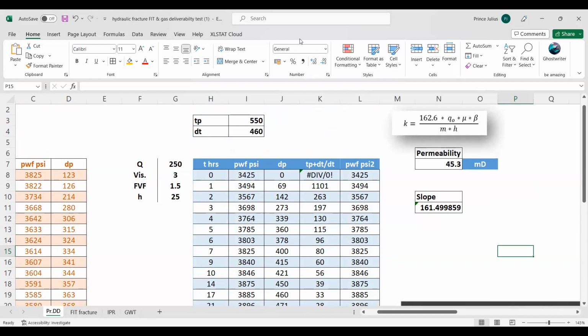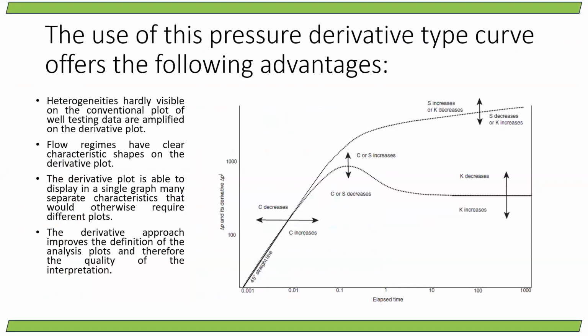Okay, let us go with the next topic. I think I'm already done with the time. So pressure drawdown. Quickly, I will go into pressure derivative. This is also a very advanced area in well testing. So we have a derivative function. You can see the buildup test was over here.